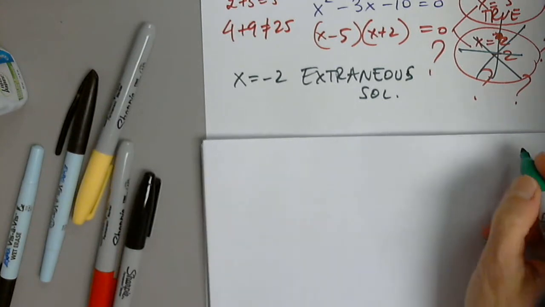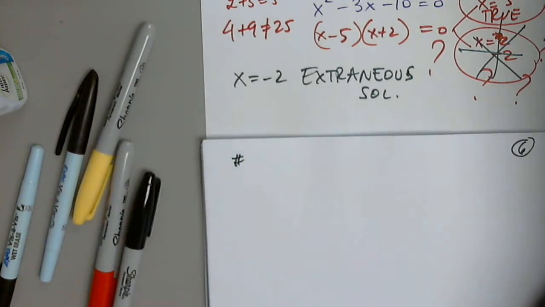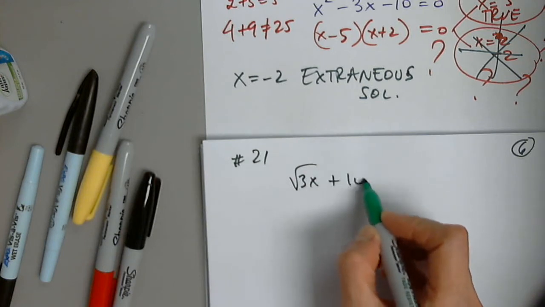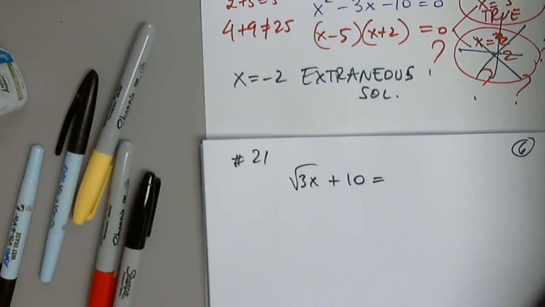I'm ready when you are. Number 21. Perfect. The square root of 3x plus 10 equals x plus 4.